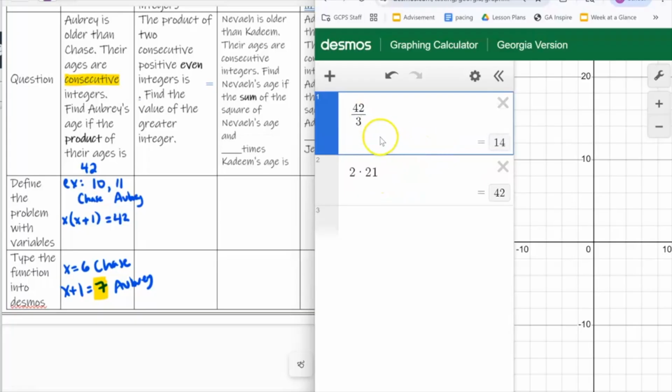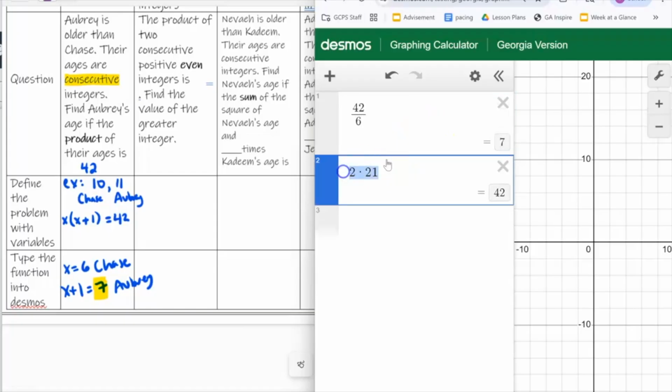So 3, 3, 14, even though those are 42, are they consecutive? No. So I keep going. 4, 4, 10.5, no. 5, no. 6, okay, I have 6 times 7. All right, is 6 and 7 consecutive numbers? Yes. So my two numbers that are consecutive that will give me a product of 42 are 6 and 7.